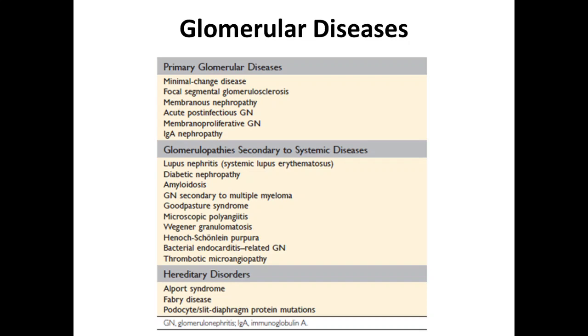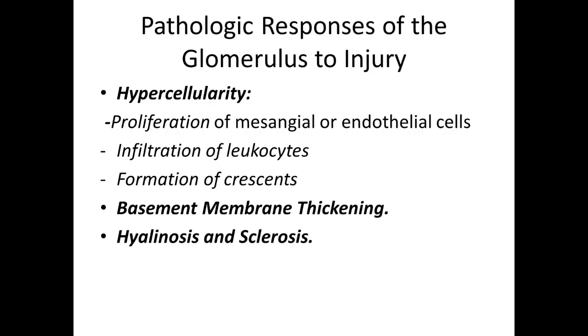And of course, the hereditary disorders, which include the three main ones: Fabry disease, Alport syndrome, and podocyte slit diaphragm protein mutations. The response to glomerular injury always comes with hypercellularity, guys. What does hypercellularity mean? It's proliferation of mesangial cells, for example, inside the mesangial matrix, or endothelial cells, infiltration of leukocytes, and of course at the end the formation of crescents.